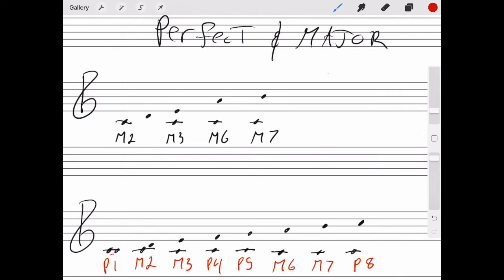So again, our perfect intervals are going to be the 1, the 4, the 5, and the 8. And the major intervals are the 2, 3, 6, and 7. And that works for every major scale. That pattern will stay the same. Major and perfect intervals. So no minor intervals, no diminished intervals, no augmented intervals. We'll talk about those later. Intervals that occur naturally or diatonically within the major scale are only perfect intervals and major intervals.